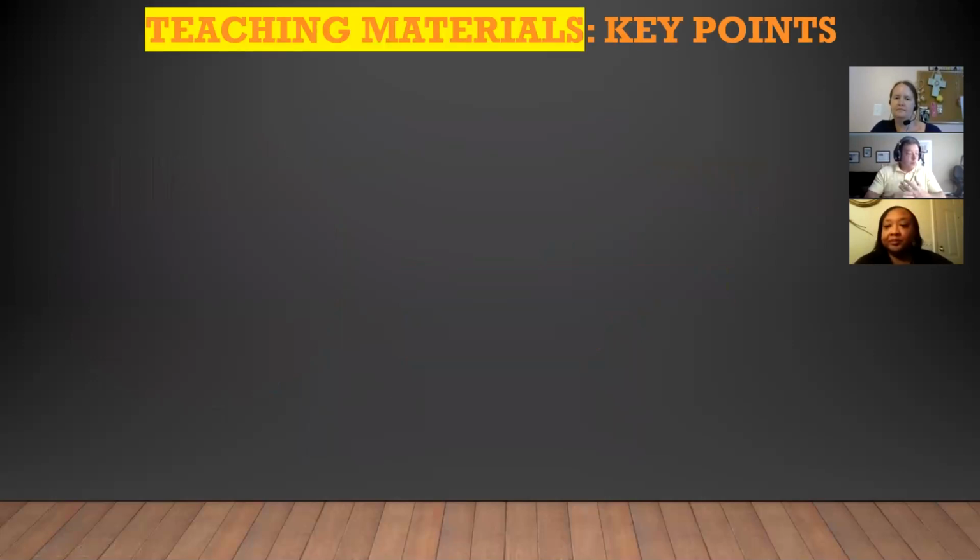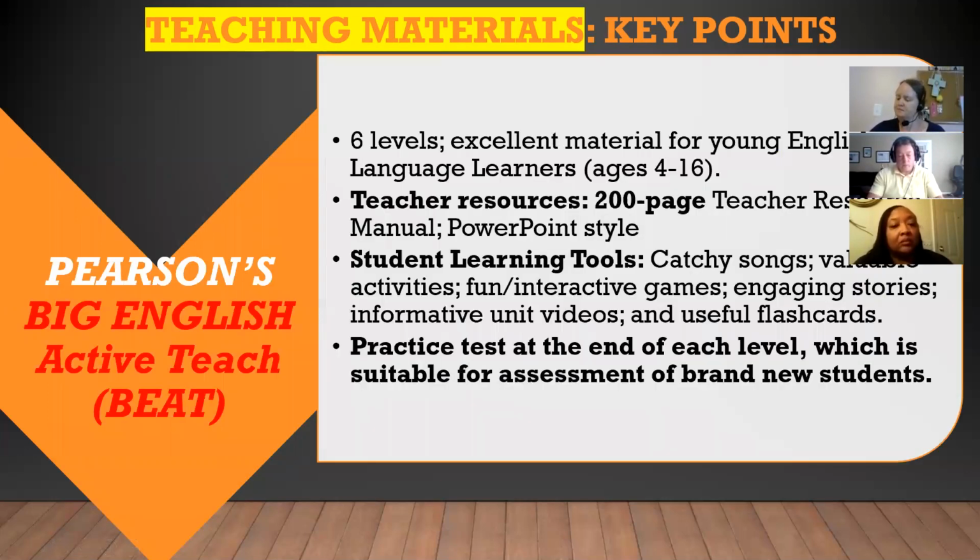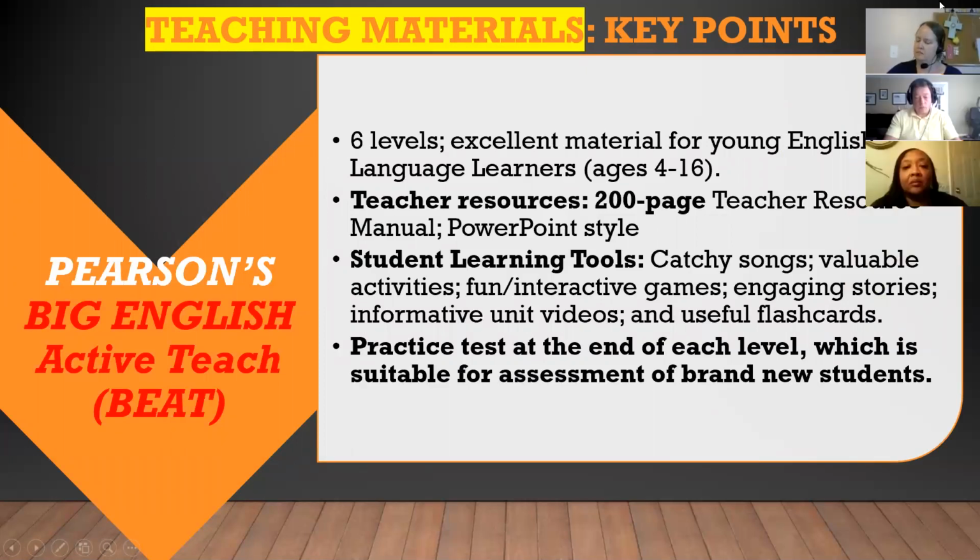So we're going to go ahead and get into the teaching materials themselves. We use what is called Big English Active Teach through Pearson publication, and we'll look at one particular level. There are 6 different levels, and each level is designed for English language learners between the ages of 4 to 16, and they're not exactly equal to the age level. It just depends on the proficiency of the student.